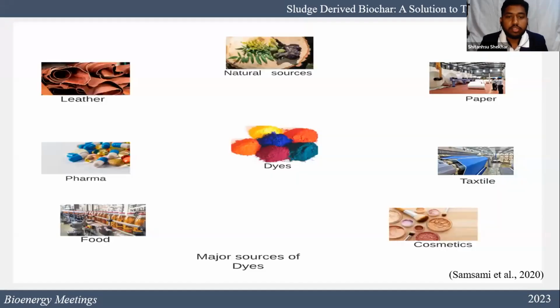And these are some sources of textile dyes. So different types of dyes can come from leather or paper or pharma industries, textile industries, food industries, cosmetic industries. Different types of dyes can be discharged from these industries. So these are the sources of dye and textile dye pollution to different water systems and soil systems.